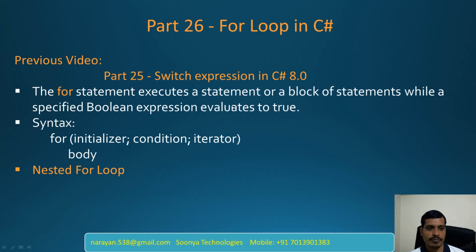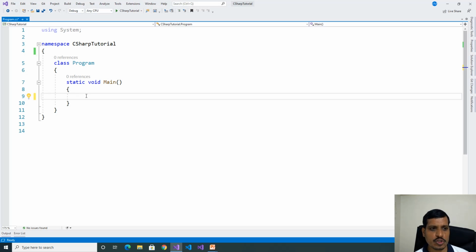What is a for loop? The for statement executes a statement or a block of statements while a specified Boolean expression evaluates to true. The syntax is for (initializer; condition; iterator), and inside the for loop we have statements. We will also discuss nested for loops. We will discuss the for loop using Visual Studio: launch Visual Studio and create a C# console application. A for loop is used to get the items from a collection.